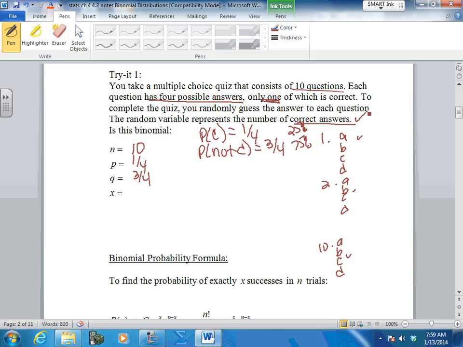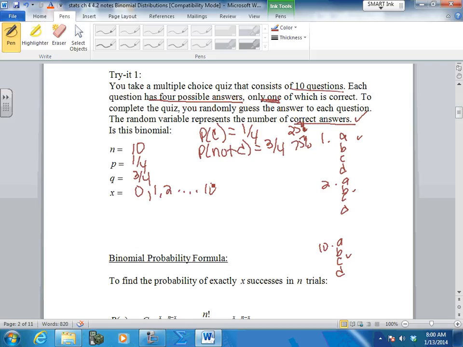If I guess, how many can I possibly get correct? Can I get 0? I can get 0 correct, all the way to 10. X is like listing all the possible things that can happen. I can get 0 correct, 1 correct, 2 correct, 3 correct. So this meets our 4 criteria for your binomial probability distribution.